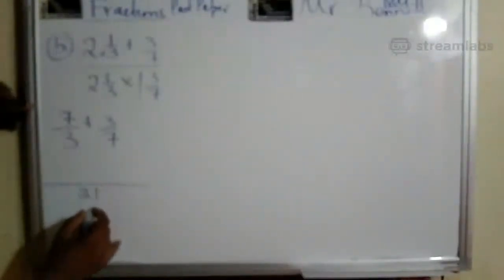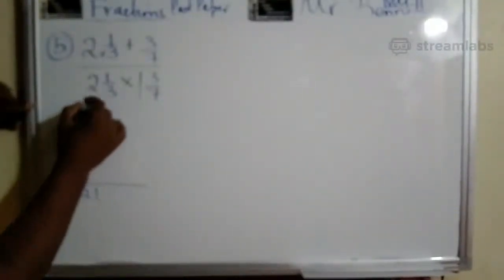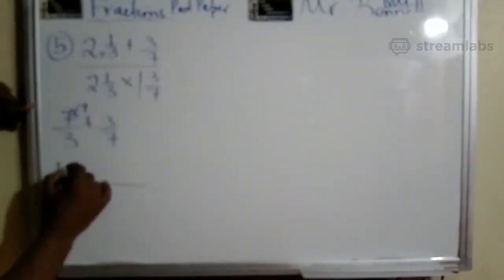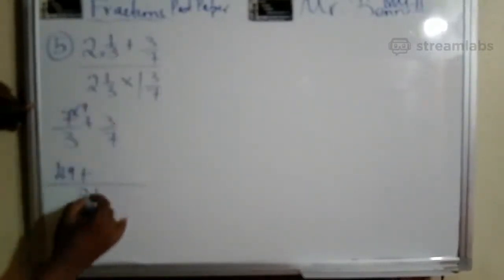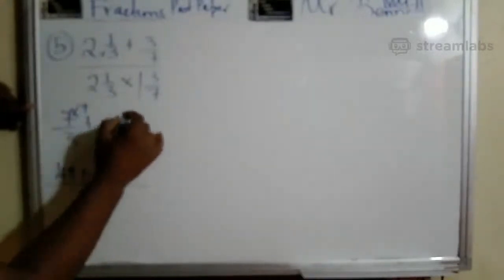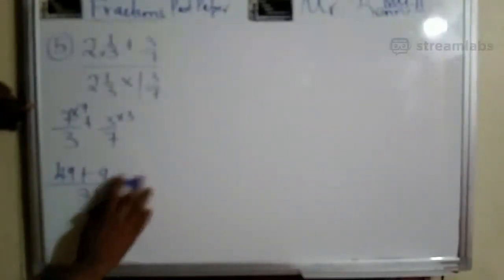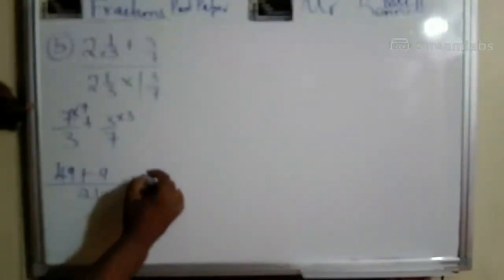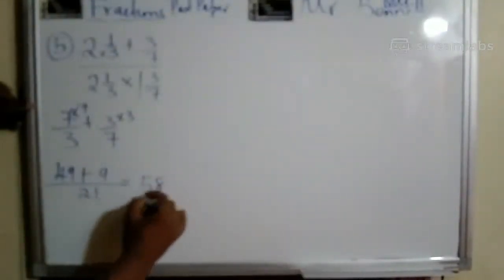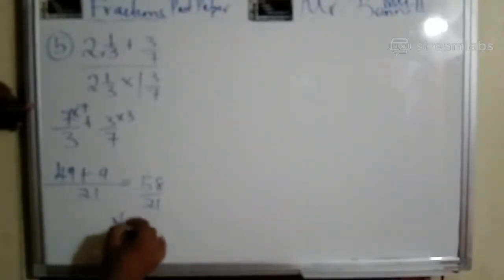3 into 21 goes 7 times. 7 times 7, 49. Plus 7 into 21 goes 3 times. 3 3s, 9. 49 and 9 gives you 58. So that's 58 over 21. So this is the numerator.